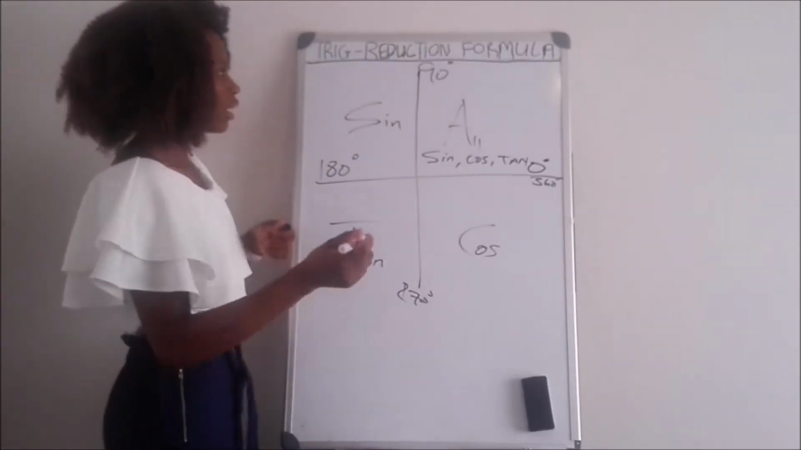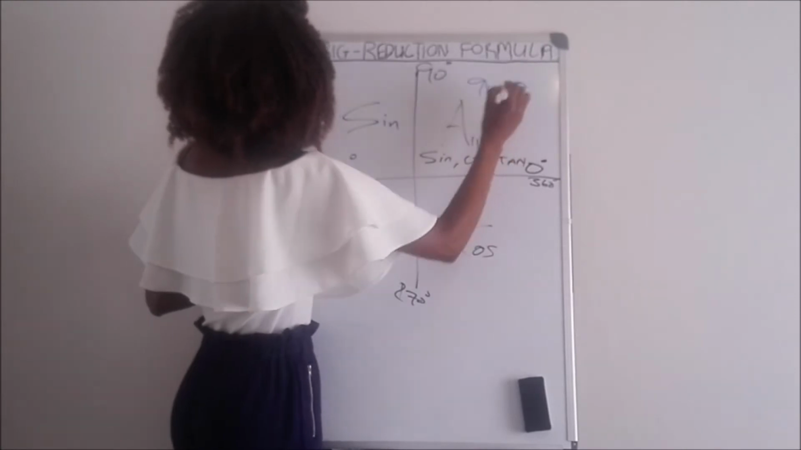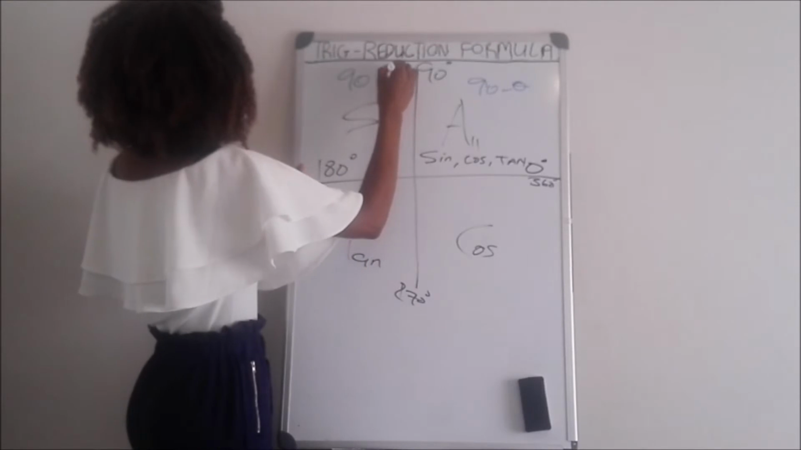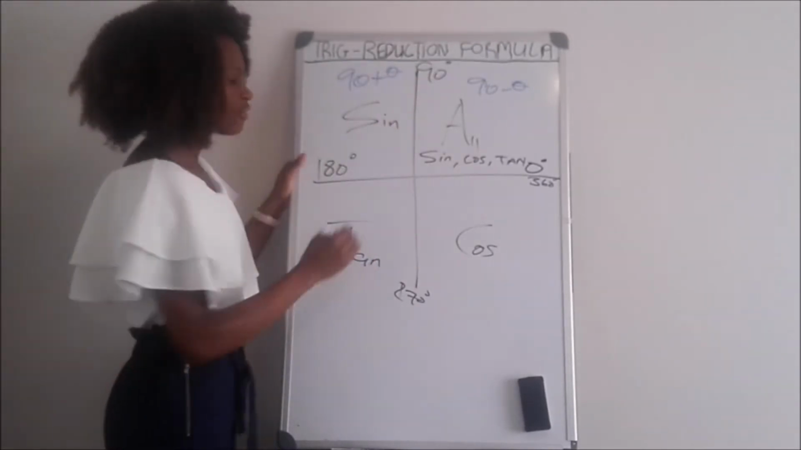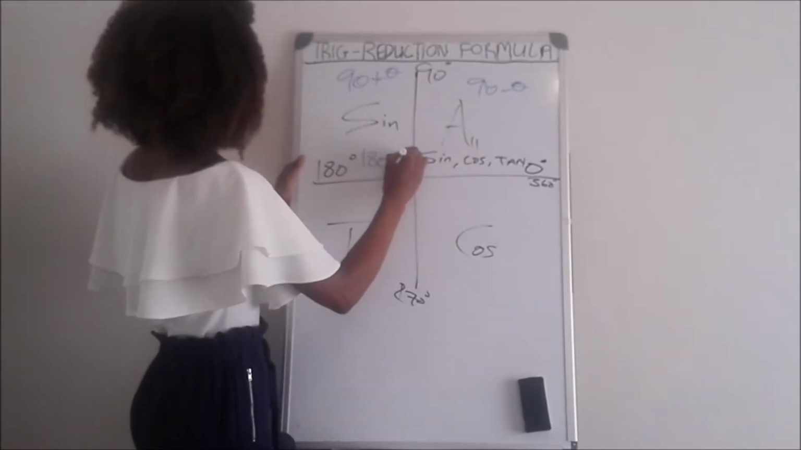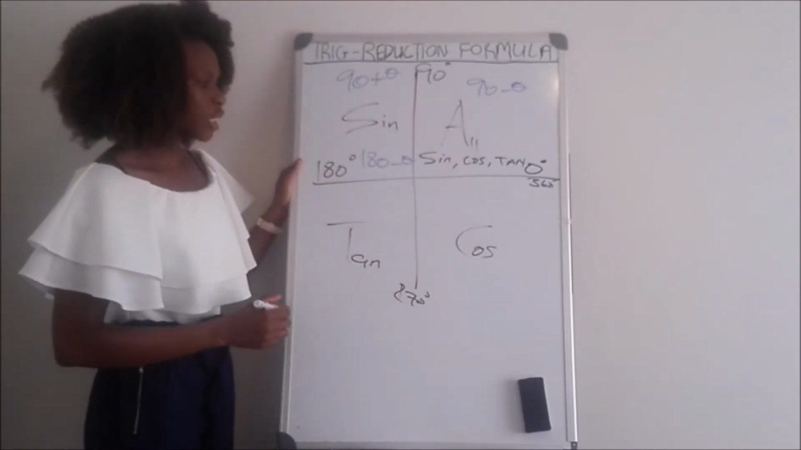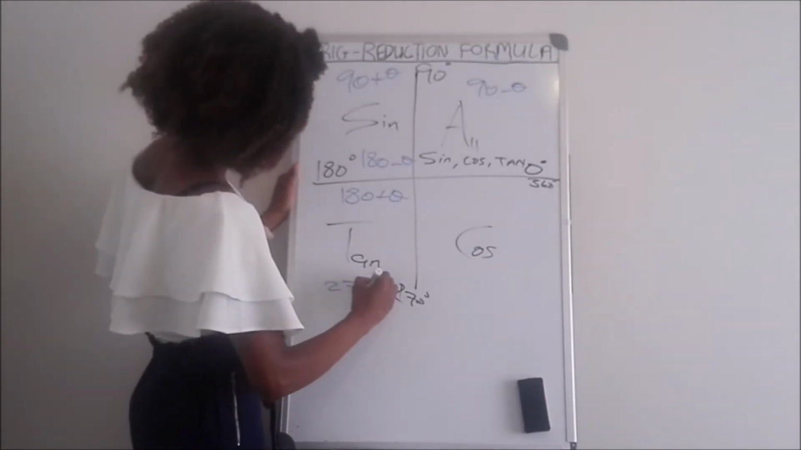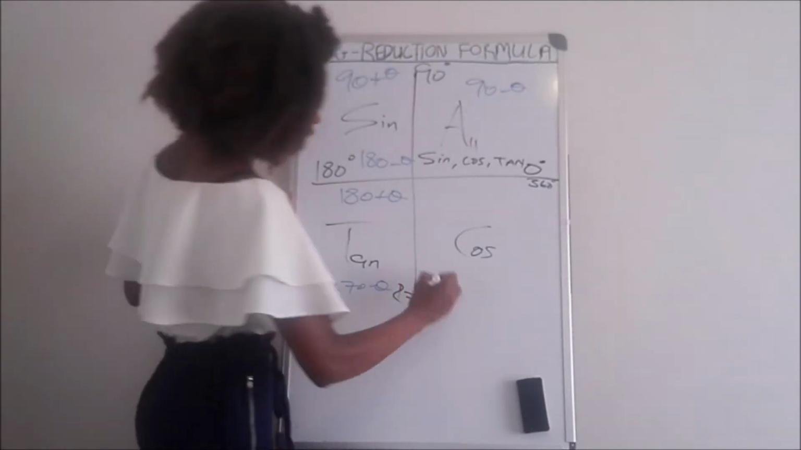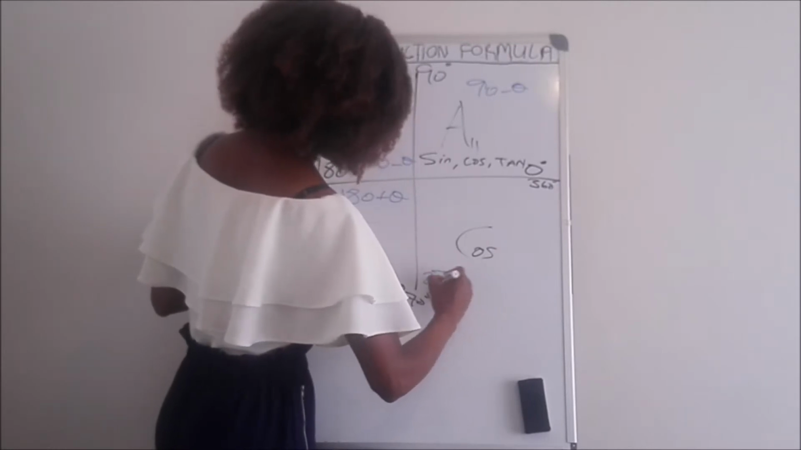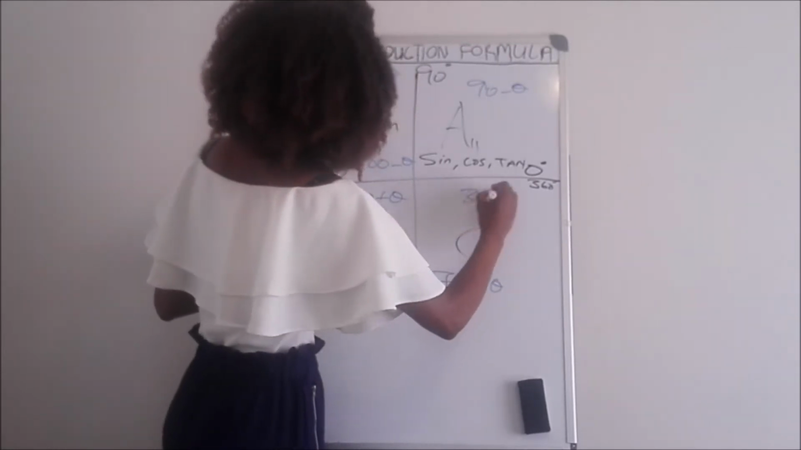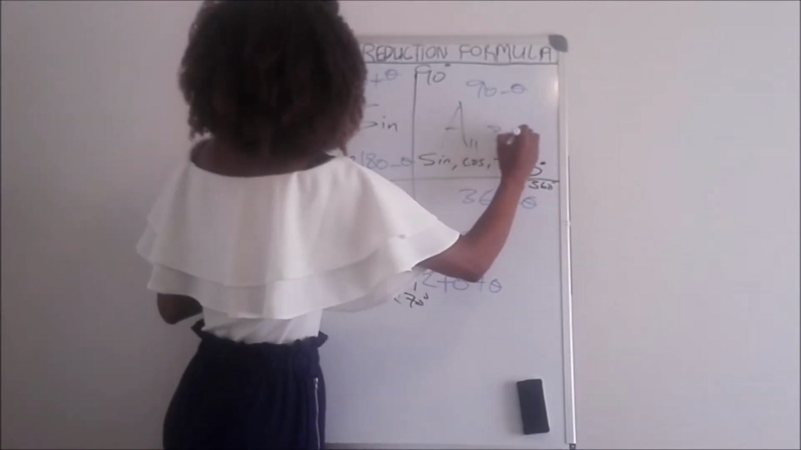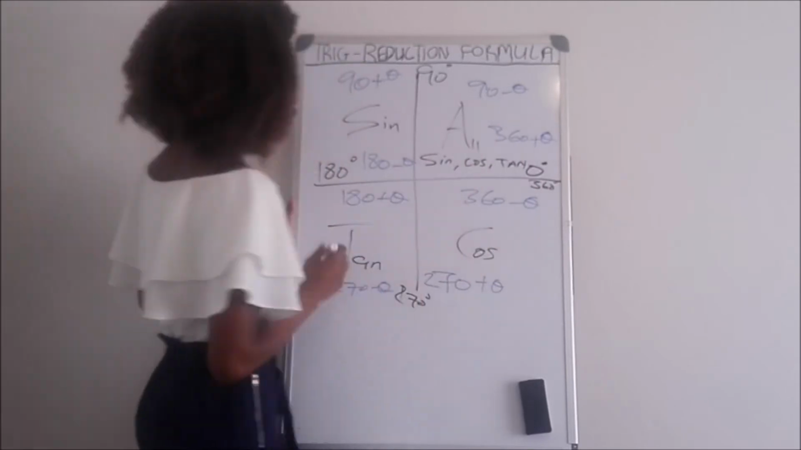Then moving on, here we have 90 degrees minus theta in the first quadrant. In the second quadrant, we have 90 plus theta, and also 180 minus theta. In the third quadrant, we have 180 plus theta and 270 minus theta. And in the fourth quadrant, which is the last one, we have 270 plus theta and 360 minus theta. And also in the first quadrant, we have 360 plus theta.